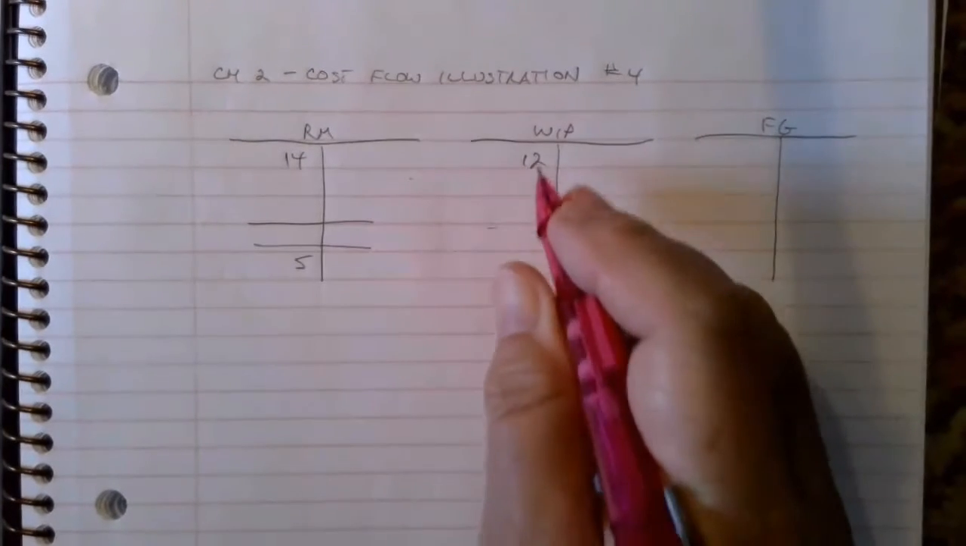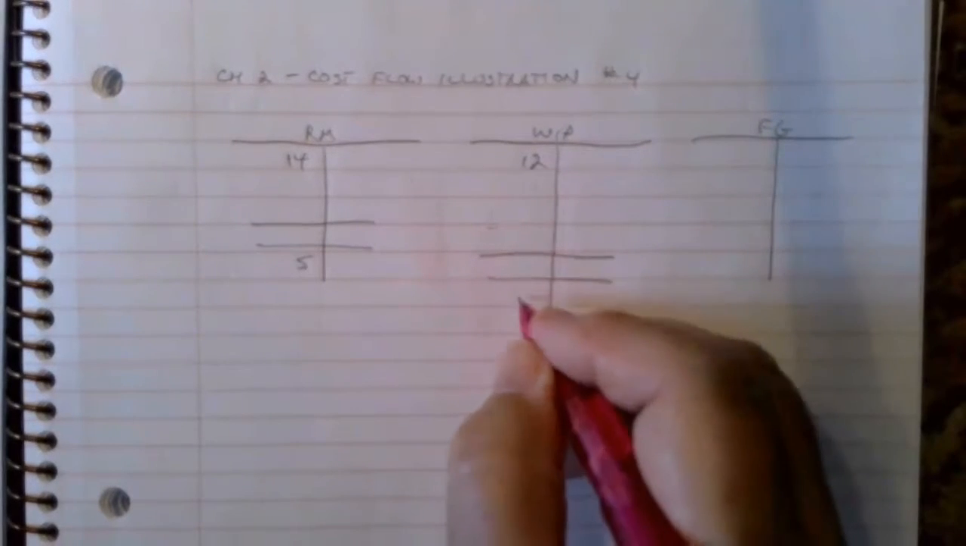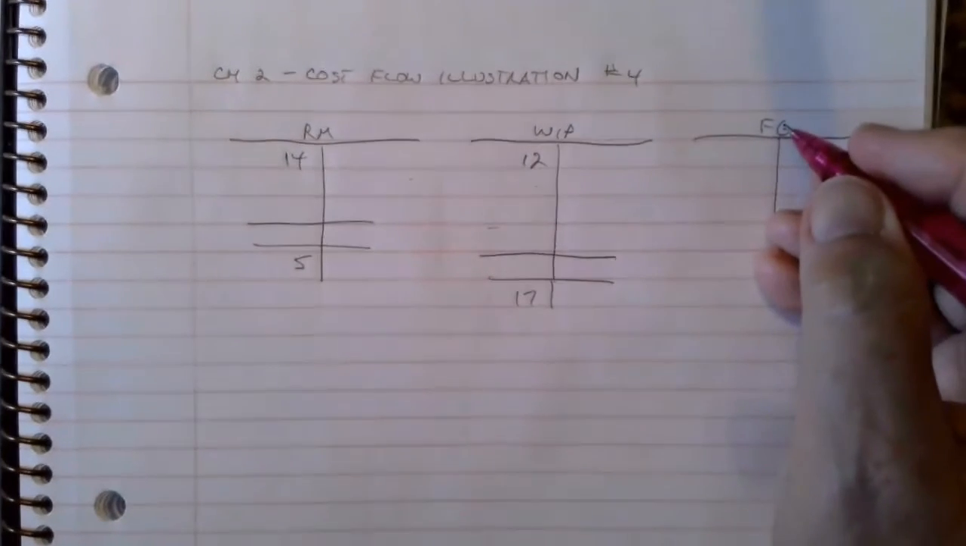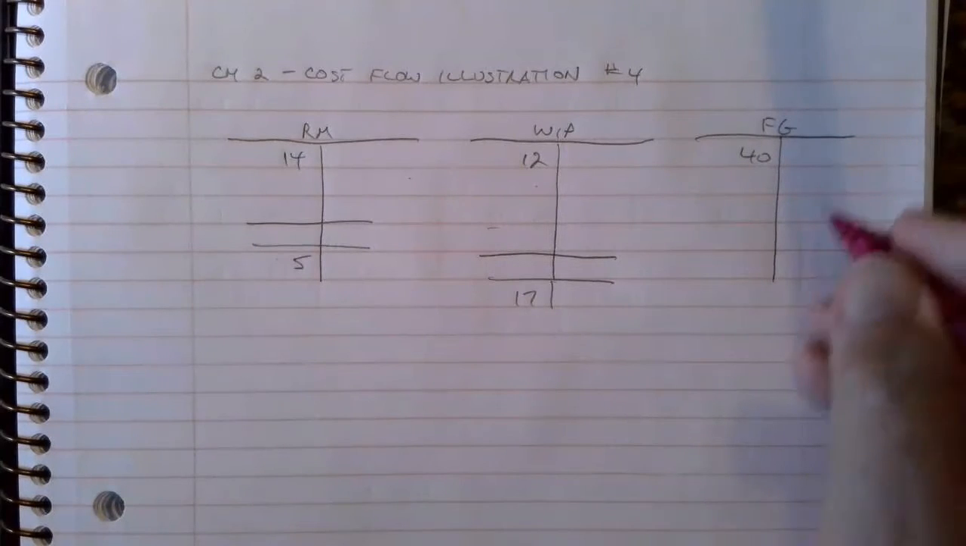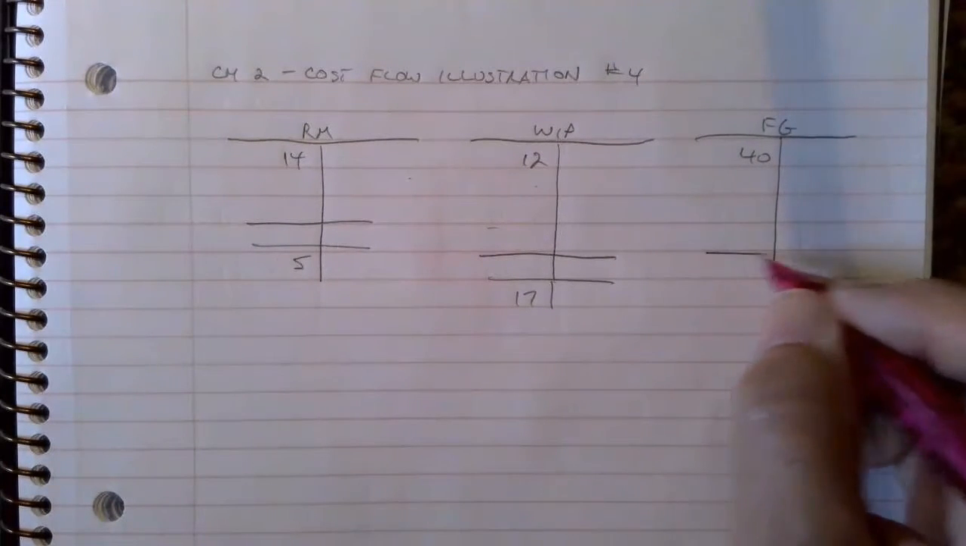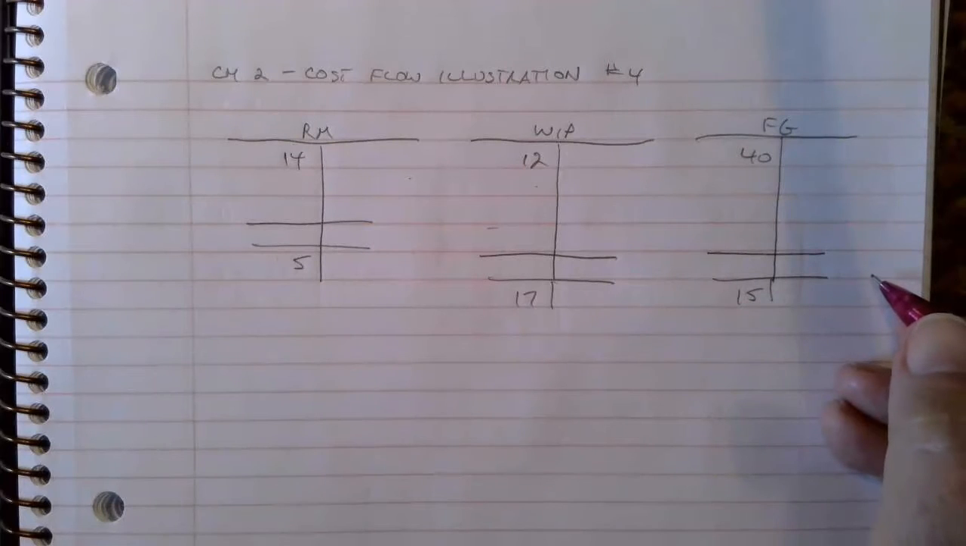And work in process, the beginning balance is 12. And our ending balance is 17. I'm going to give that 1, 2, 3, 4 spaces. Ending balance is 17. And finished goods, our beginning balance is 40. And the ending balance is 15. Just in case. Now what else do we know?